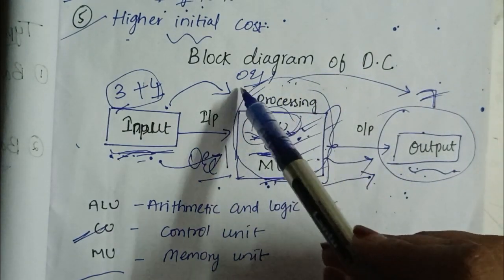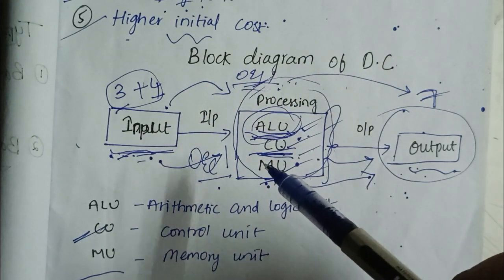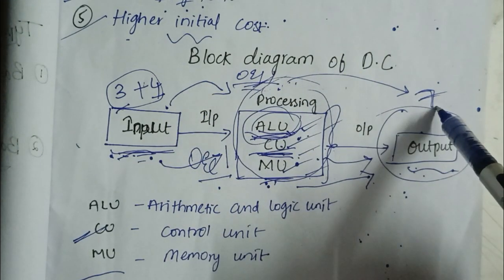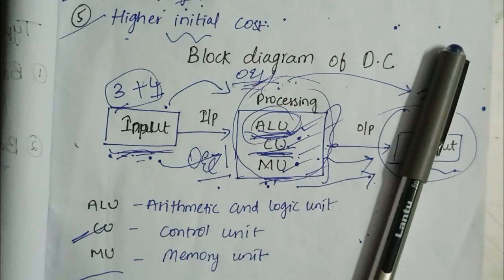After converting it into machine readable code like zeros and ones binary, it gives us the output as 7. So these are the introductory concepts of the digital computer in the CAO subject.